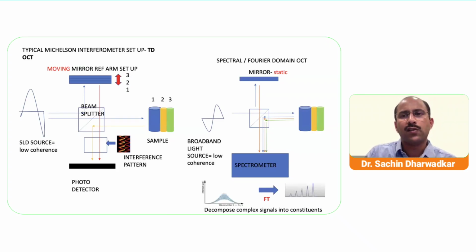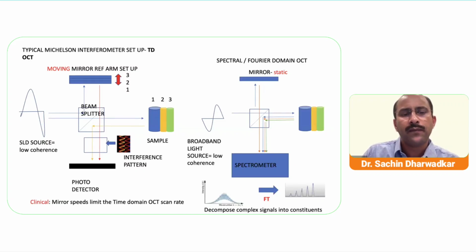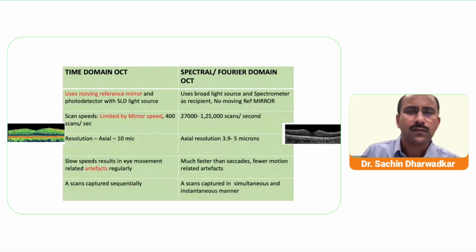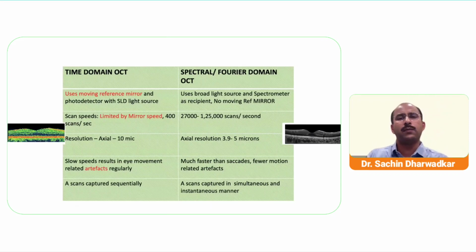Now, speed is of essence in imaging because you have to overcome the microsaccades of the eye during the acquisition. And here, because the time domain had a moving mirror which had a limitation to its speed, that was a limitation of the time domain OCT scan rate. It also led to painful motion artifacts, which were a basic bugbear in utilizing the technology for more extensive use.